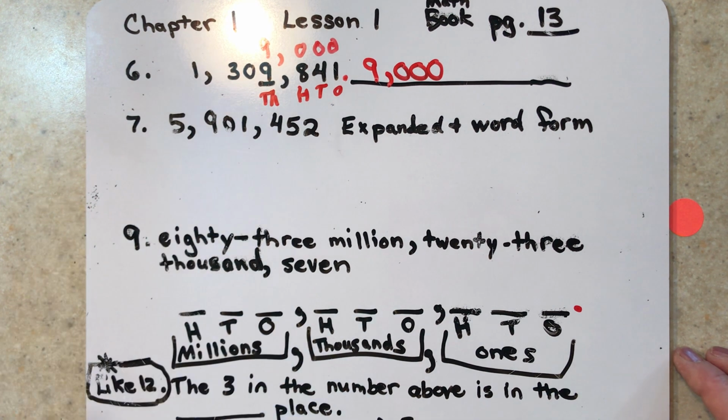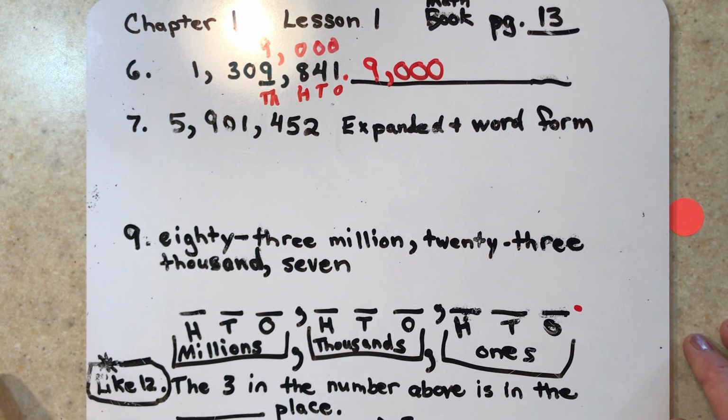Number 7. The directions for number 7 say write each number in word form and expanded form.